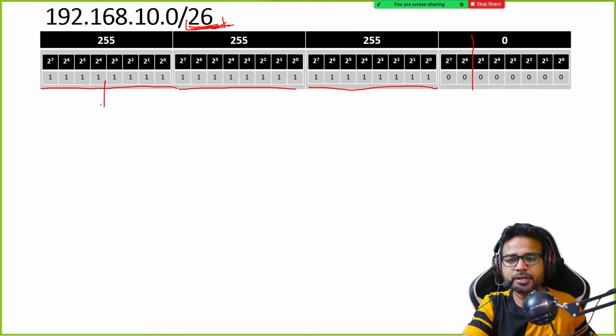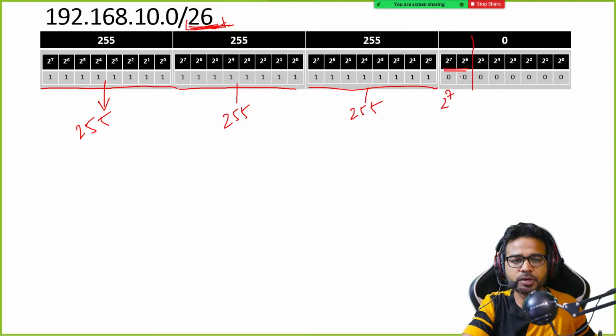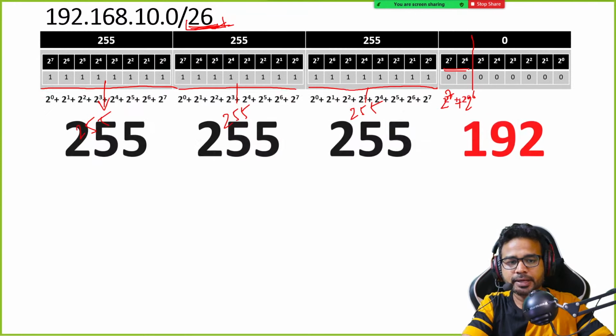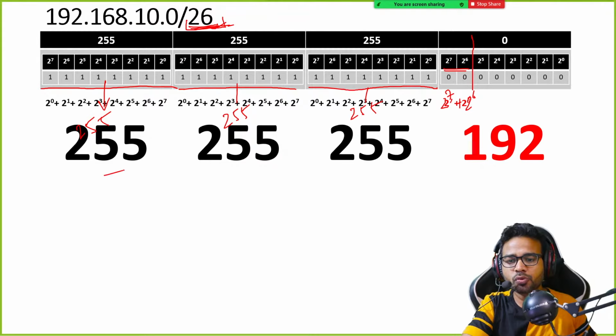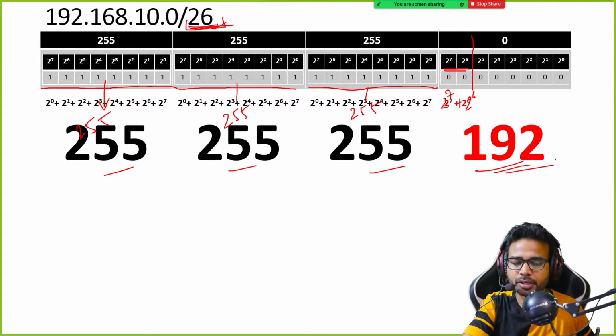So the answer here will be 255. Here also all the bits are for the network, so here also 255. Here also 255. And here only 2 bits are borrowed from the host. What is the value of these 2 bits? It is 2 to the power 7, that is 128, plus 2 to the power 6, that is equal to 64. So 128 plus 64, how much? It is 192, correct? So the subnet mask of this network will be 255.255.255.192.